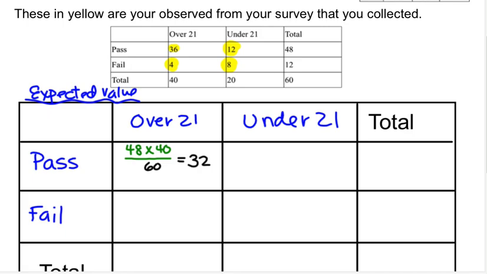Now I'm going to go on to this box. How many people are under 21 and passed the driver's test? So I'm going to take my row total, 48, and my column total, 20. So 48 times 20, and then I divide it by how many people I surveyed, 60. And let's see what we get. So 48 times 20 divided by 60. And we get 16 people. So we should have gotten 16, and we got 12. All right, we have two more to do.